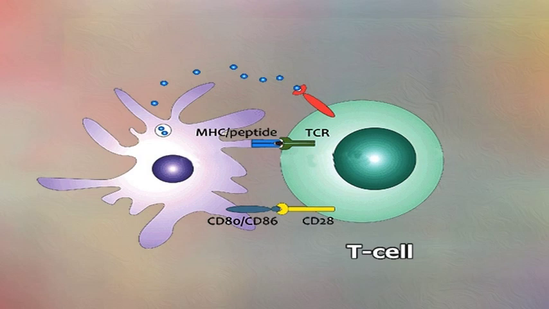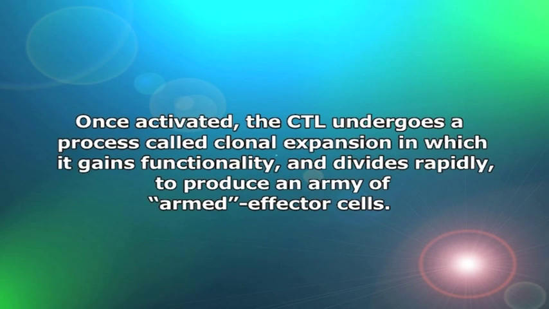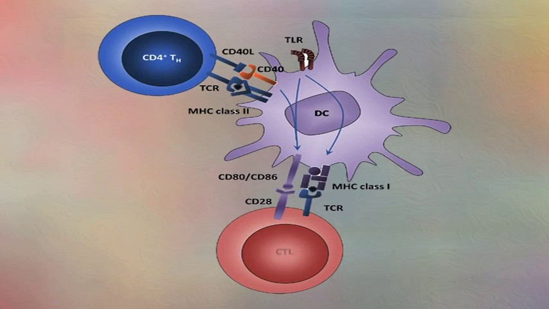This affinity depends on the type and orientation of the antigen or MHC complex. Once activated, the CTL undergoes a process called clonal expansion, in which it gains functionality and divides rapidly to produce an army of armed effector cells. Activated CTL will then travel throughout the body in search of cells bearing that unique MHC class I plus peptide.